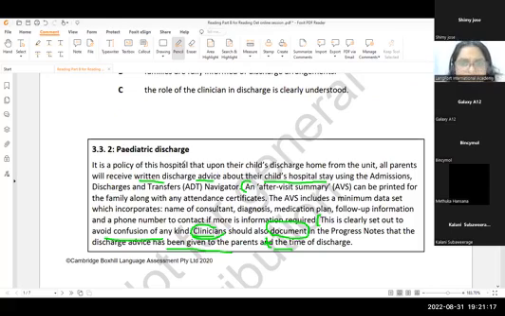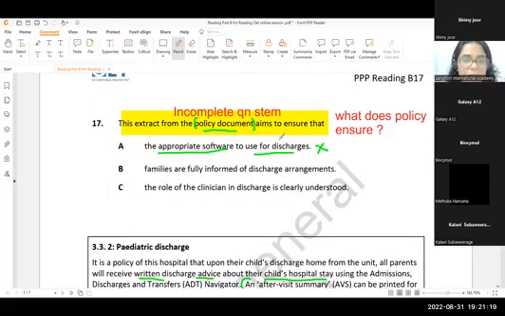But do you think the whole policy document is aiming to ensure that the clinician's role is clearly known at the time of discharge? Do you think that is the answer? What do you guys think? No. So what is the best option? B. So Kalani, what is our best option? It's B. So be very careful.